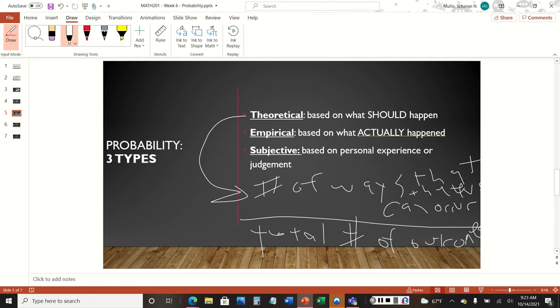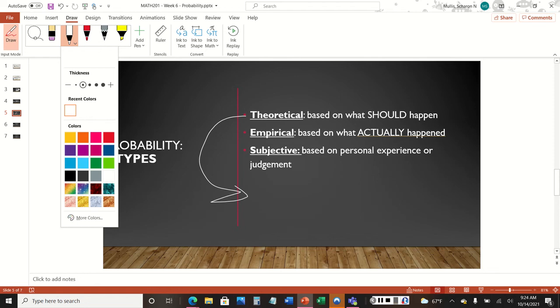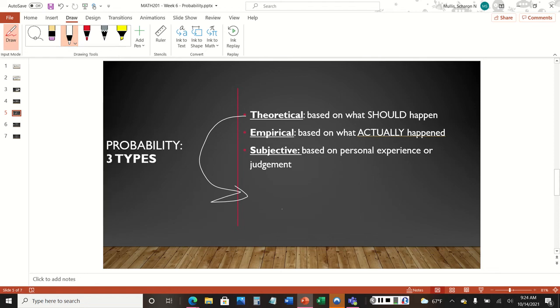That's how we calculate theoretical probability. So an example of theoretical probability, if you use a coin example, we know we have two possibilities, heads or tails. So our total number of outcomes is 2, and that number would be the denominator. So we would put 2 at the bottom. We know that there's only one way that heads can occur.